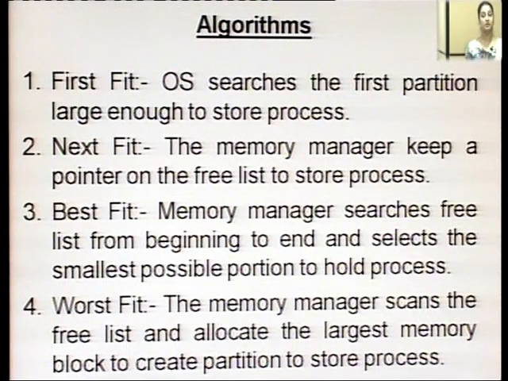Best fit. The memory manager searches the free list from the beginning to the end. It starts from the beginning and goes up to the end and finds the smallest possible portion to hold that process. If the process is of size 15, then it starts looking for 15 consecutive free spaces, and if 15 and then 16 are available, it picks the minimum possible portion to hold the process.